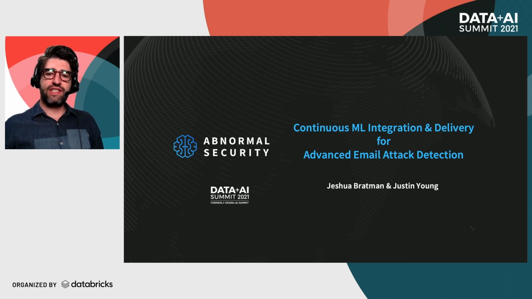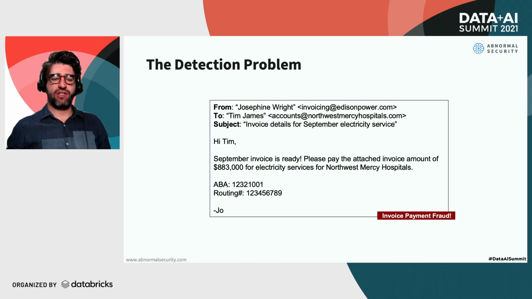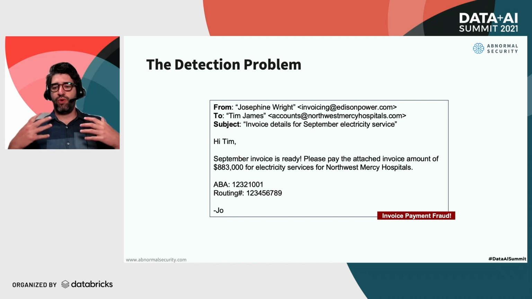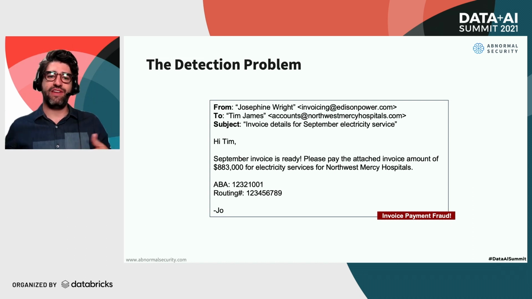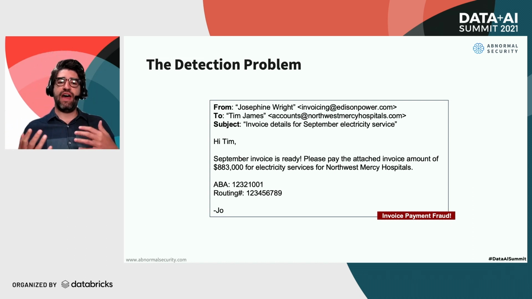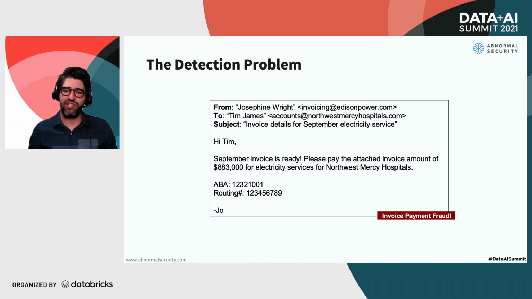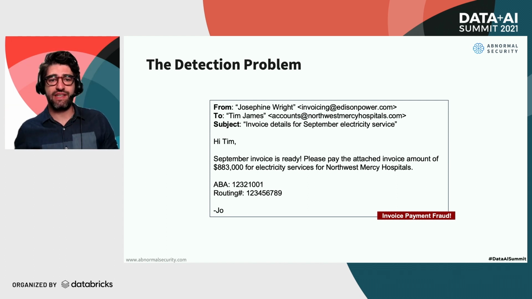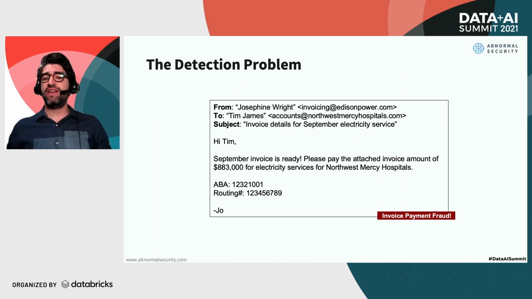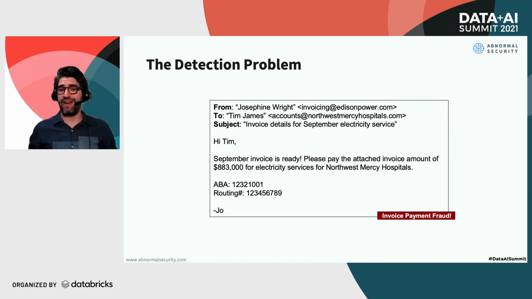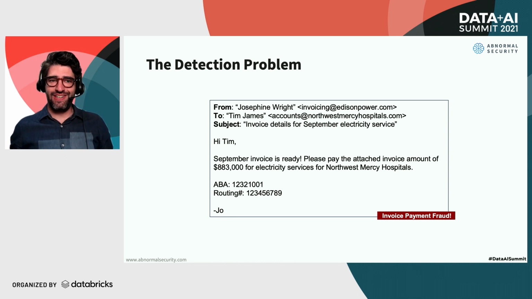So what is the type of problem that Abnormal Security is trying to prevent? What I have here is an example of a type of advanced email attack that we try to stop. This is what's called an invoice payment fraud. In this attack, you see someone posing as someone named Josephine Wright sending an email from a power company to someone in the accounting department of a hospital, asking them to pay $883,000, with a routing number and account number attached. This is fraud.